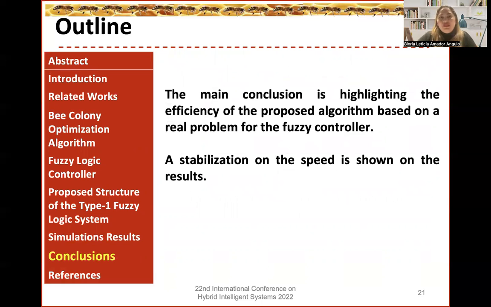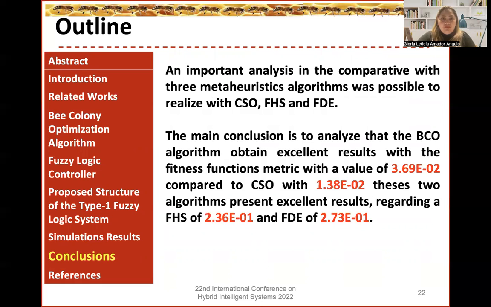Finally, conclusions. The main conclusion highlights the efficiency of the proposed algorithm based on a real problem for the fuzzy controller, and the stabilization of the speed is shown in the results. An important comparative analysis with 3 metaheuristic algorithms was proposed, relating to chicken search optimization, fuzzy harmony search, and fuzzy differential evolution algorithms. The main conclusion is that the BCO algorithm obtained excellent results with the fitness function metric.